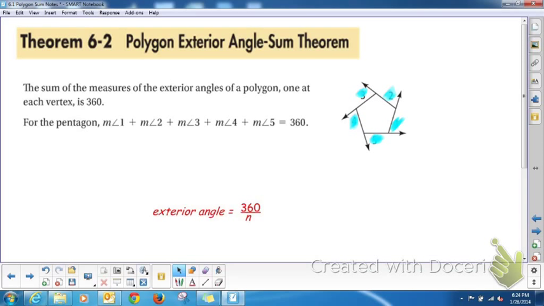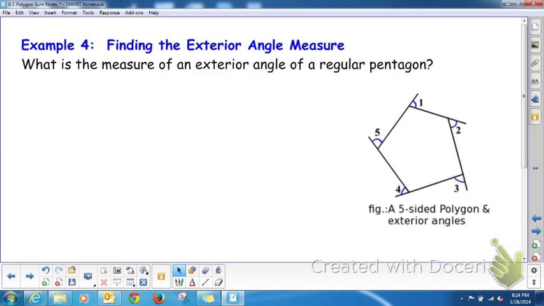One way for you to think about this, and I'm going to show you a graphic tomorrow in class that'll help you visualize this better, is that it's 360 degrees. You know a circle is 360 degrees. To find one exterior angle in a regular polygon, it's 360 divided by the number of sides. So let's use this. What's the measure of an exterior angle of a regular pentagon? Now, we know pentagons have 540 degrees inside, but on the outside, every polygon has 360 degrees.